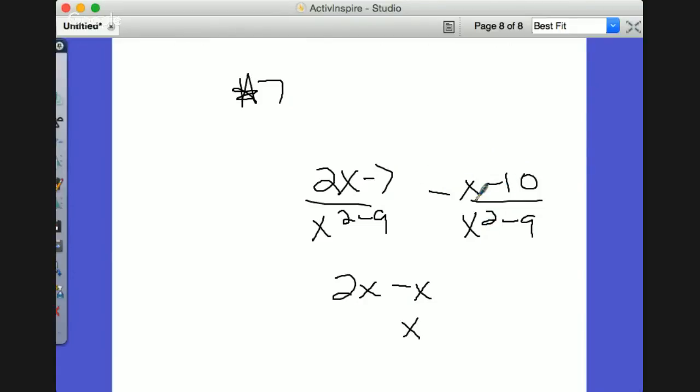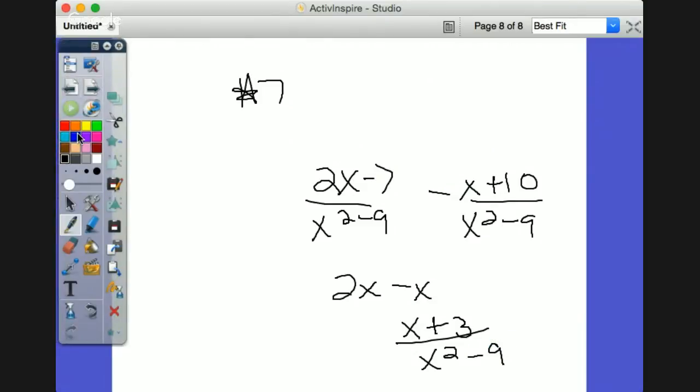Okay, that's probably what a lot of people would do. I will tell you this: make sure this negative doesn't just go to x. Make sure it also goes to that 10 to make that positive 10. So will it be 3? Good. X plus 3. So we have x plus 3 over x squared minus 9. And then your restrictions would be x cannot equal 9 or negative 9.